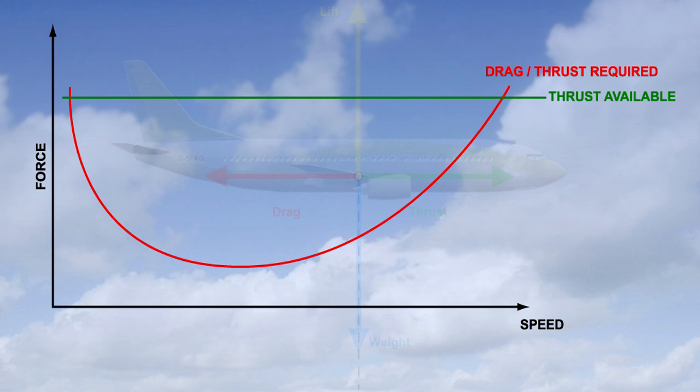Let us look again at what we have just learnt, but this time using the graphs. Here, thrust is more than drag, and therefore in level flight, the airplane will accelerate. As we explained, drag will increase as speed increases until thrust and drag are again equal. This speed is the fastest speed the airplane can achieve in level flight.